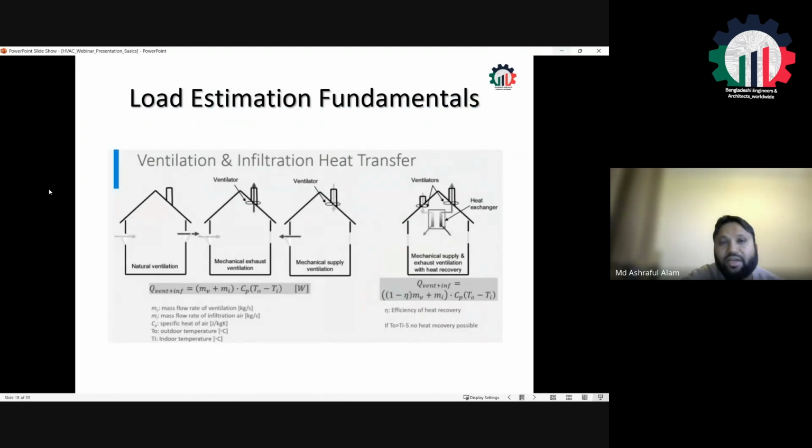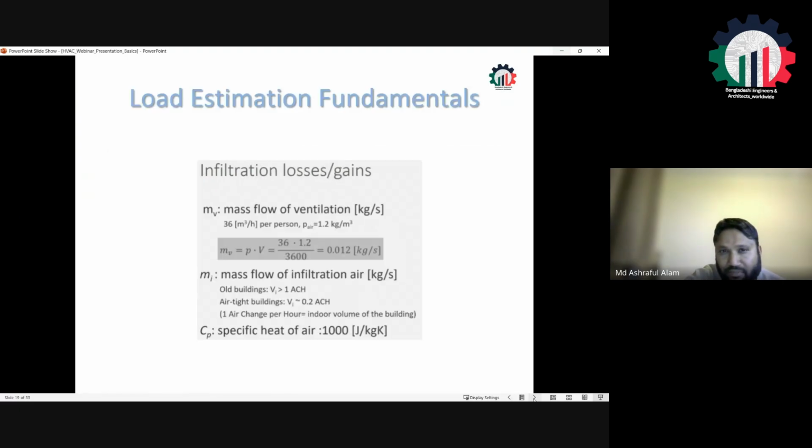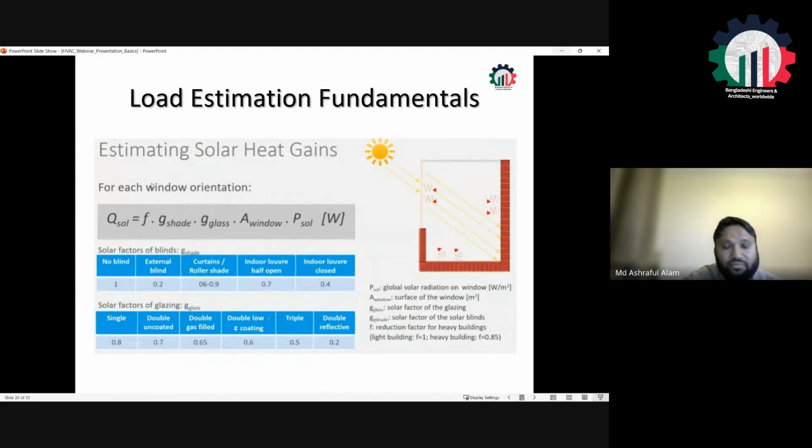The next point is ventilation and infiltration heat transfer. There can be natural ventilation and mechanical ventilation, these 2 types. And the equation is very simple here. I have written this one. This is also a very simple calculation. I will move to the next slide, which is infiltration losses and gains, which are due to the building cracks, leaks, the orientation of the building, and the external air pressure. All of this affects it.